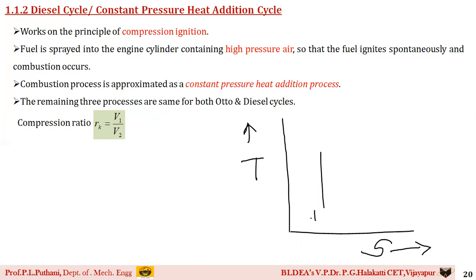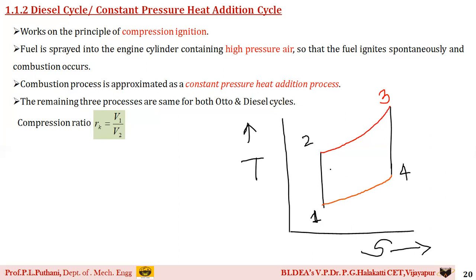See, this is process 1 to 2. Then from here, heat addition takes place at constant pressure. Somewhat it looks like this, 2 to 3. Then isentropic expansion, 3 to 4. Finally, heat rejection at constant volume. So if you see the curve, it is like this.